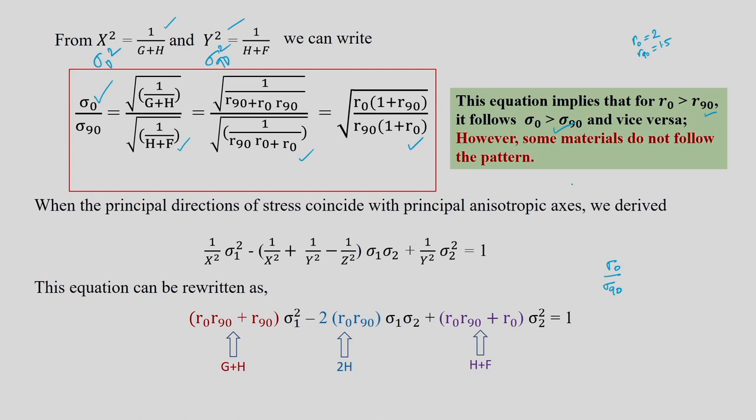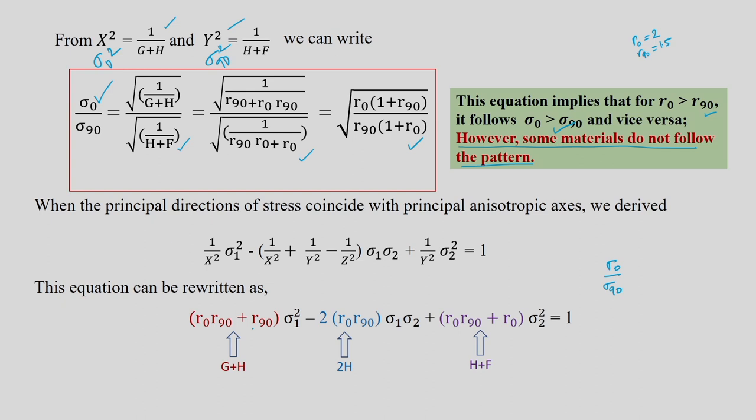But the problem is, it has been observed that some materials do not follow this particular pattern. We will come back to this. This is a very important result. When you find that the plastic strain ratio along the rolling direction is greater than that along 90 degrees, then sigma 0 will also be greater than sigma 90. But some materials do not follow this. Anyway, we will come to this later on.